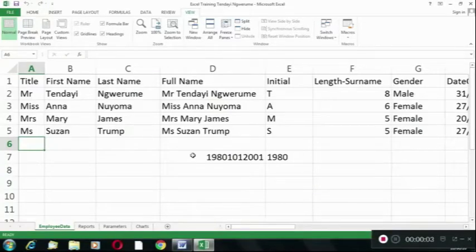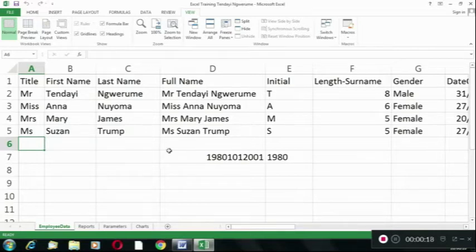Hello and welcome to module number 7, where we are going to give an introduction to financial functions. So this is a very specialized field, so we are not going to be going too deep into it.